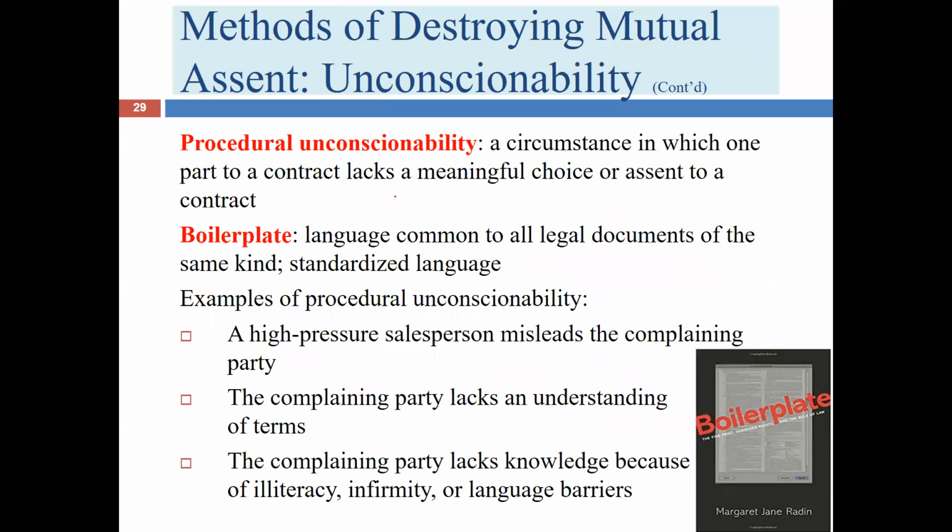So what is procedural unconscionability? It's a circumstance in which one party to a contract lacks a meaningful choice or assent to the contract. Key word here is meaningful choice. Imagine that you don't read or speak Serbo-Croatian. I present you with a contract written in Serbo-Croatian. You say, wait a second, I don't read Serbo-Croatian. I'm going to need to hire somebody to read this contract to me, or could you translate it for me? I'm like, nope, I'm not going to translate it for you, and I know you don't read Serbo-Croatian. You will have to decide whether to sign it in the next 5 minutes.